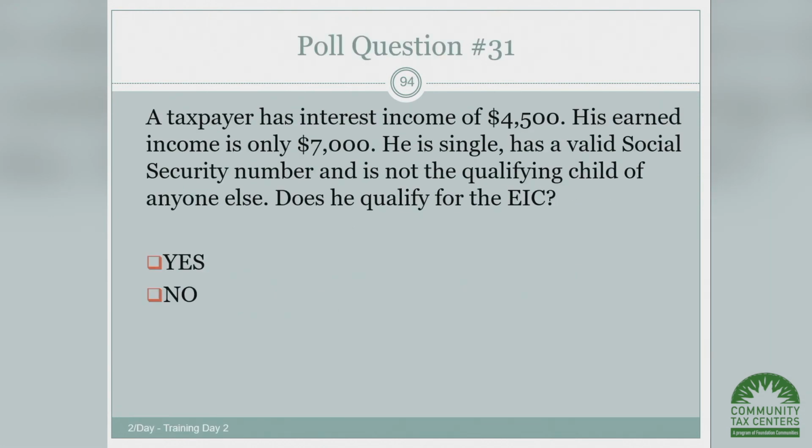All right, a taxpayer has interest income of $4,500. His earned income is only $7,000. He is single, has a valid Social Security number, and is not the qualifying child of anyone. Does he qualify for EIC? Let's go back to that chart in your Pub 4012. That should have been I-4 in your Pub 4012.